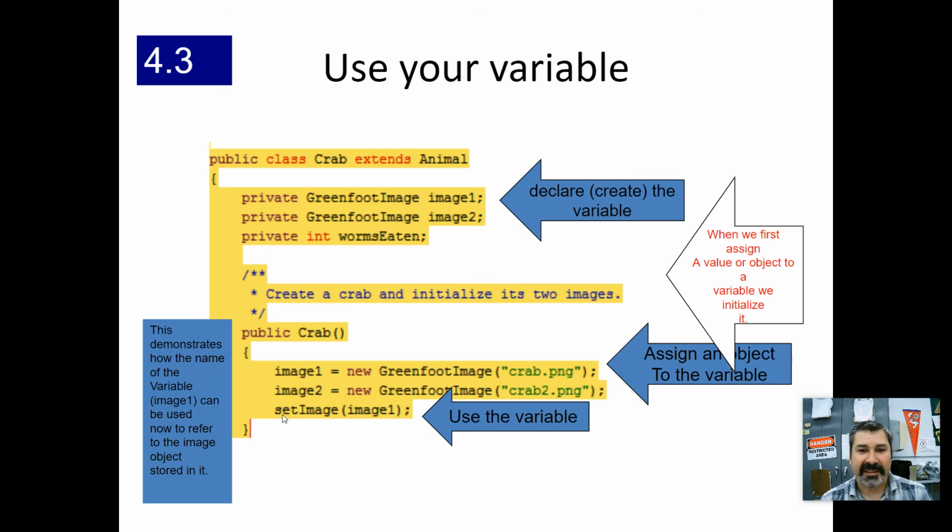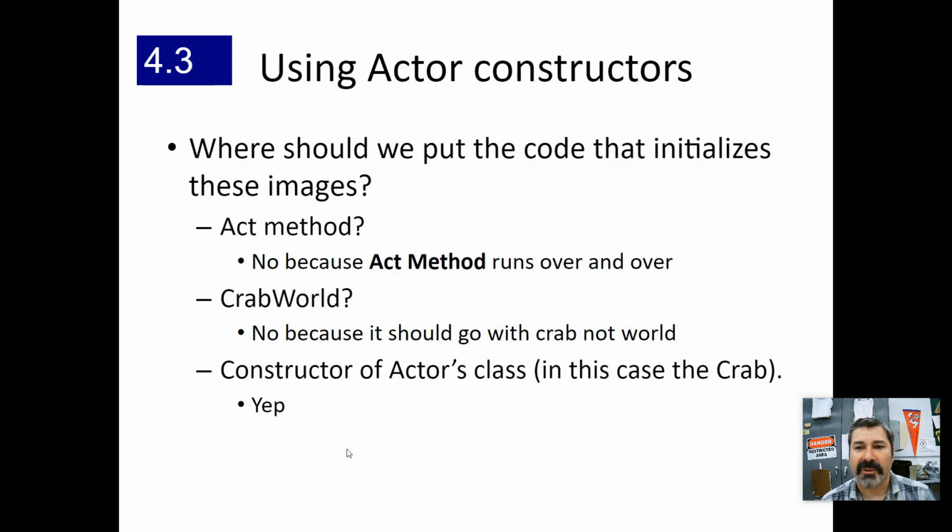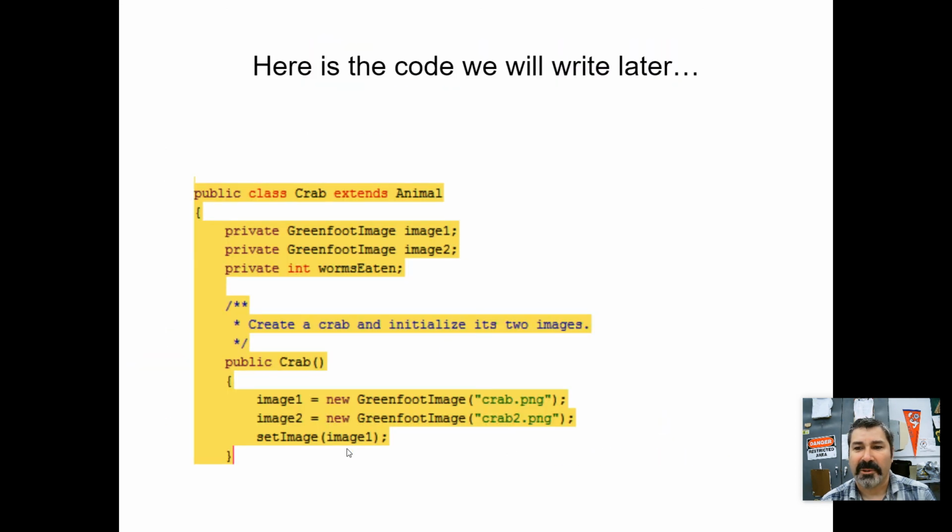We're going to say, hey, set image 1. So this is what we've been trying to get to all along. It's going to say, hey, image 1, and he's like, what? And it's like, hey, robot, give me your image. So you grab the image from the robot, and then you give it to the crab. This demonstrates how the name of the variable image1 can be used now to refer to the image object stored into it.